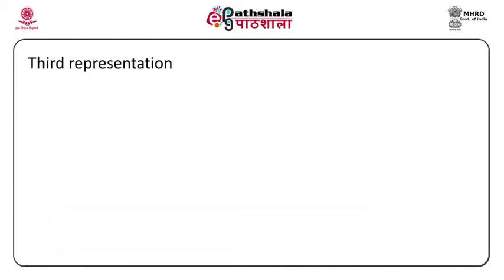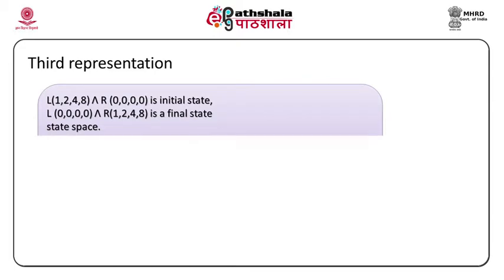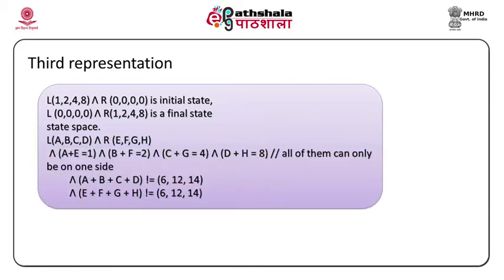Okay, then we can have the third representation. Now this is a little more tricky. Now what's tricky about this? Try to see and try to understand. The farmer is represented by 1. The fox is represented by 2, the chicken is represented by 4, and grain is represented by 8. You may think why it is done that way.